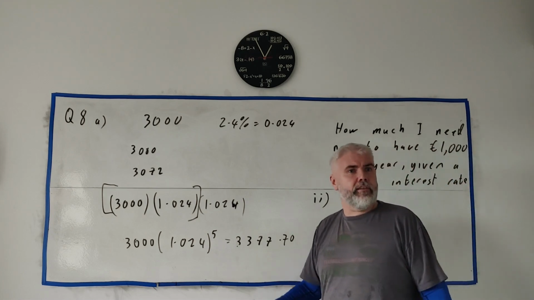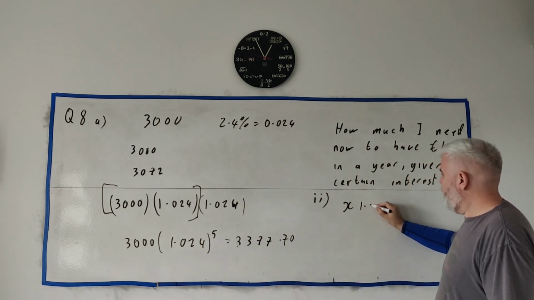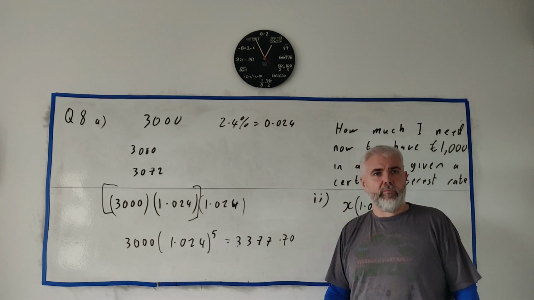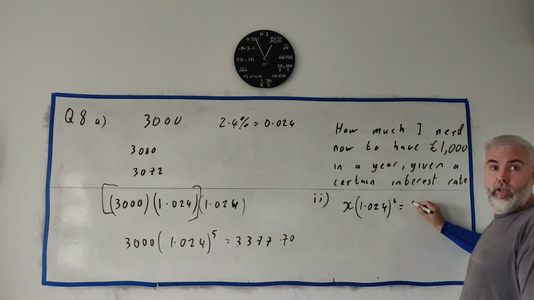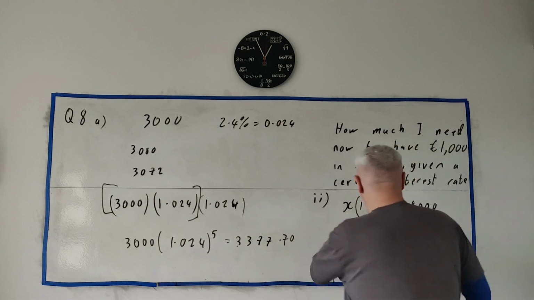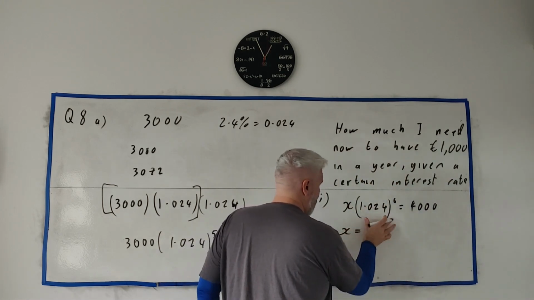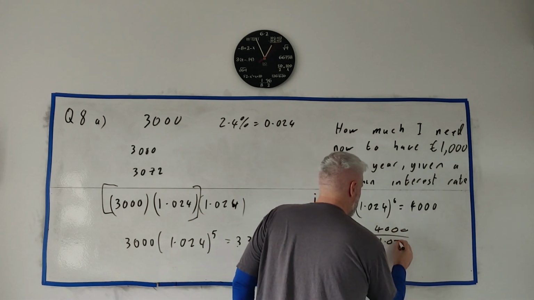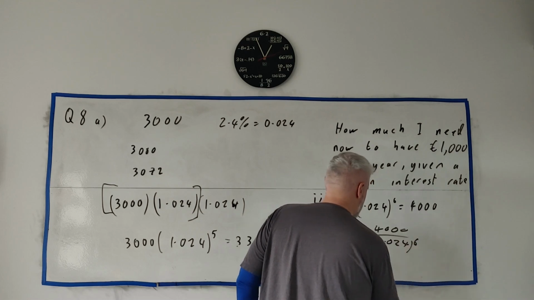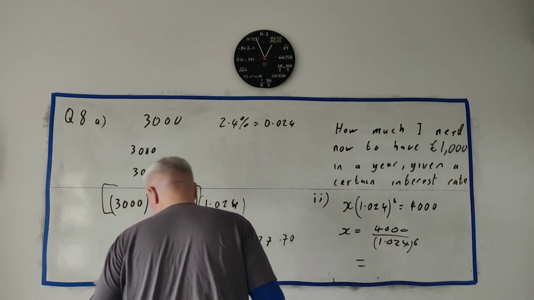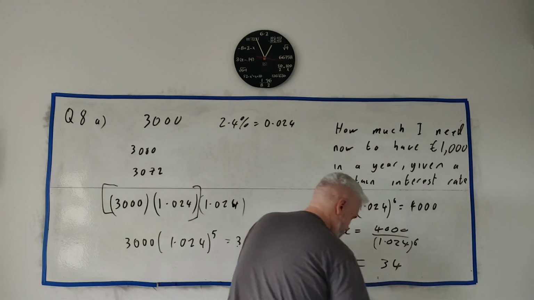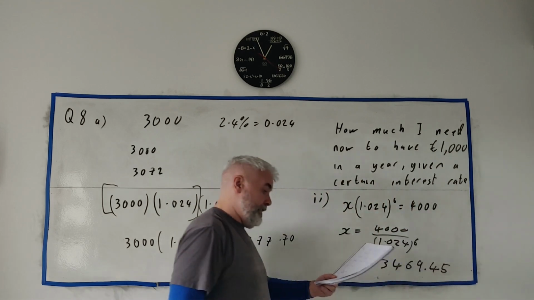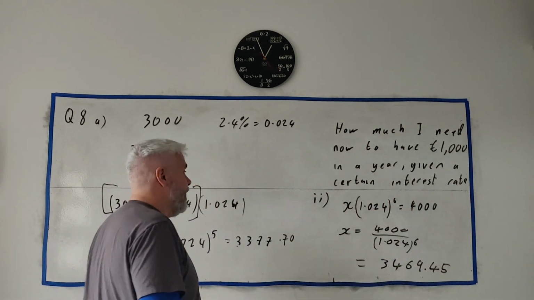We know the interest rates. It's the same interest rate. So this is multiplied by 1.024 to the power of 6 this time. And we know the answer. The answer equals 4,000. So we just work this question backwards. Divide this term across. X is equal to 4,000 divided by 1.024 to the power of 6. Put all that into your calculator and you'll get 3,469.45 cent. So that's it for B part 2.